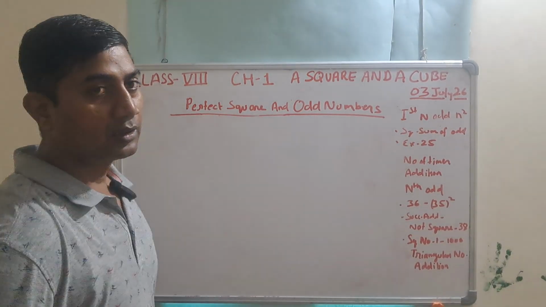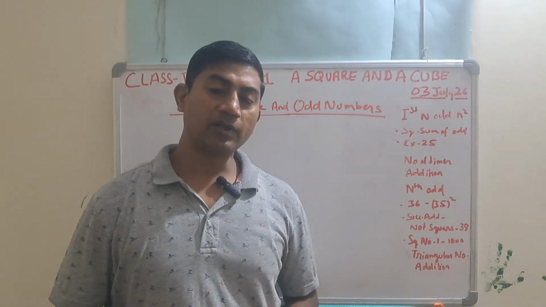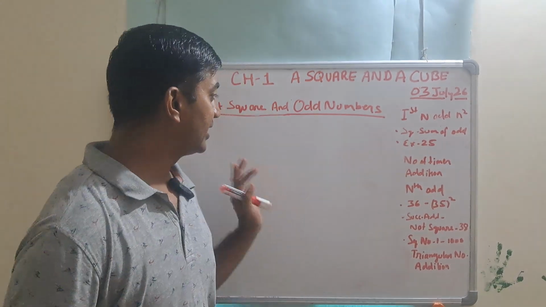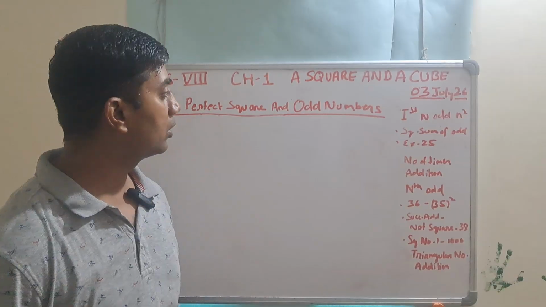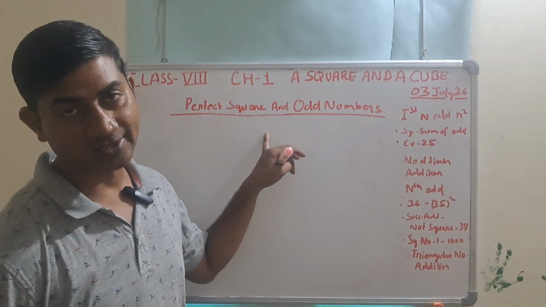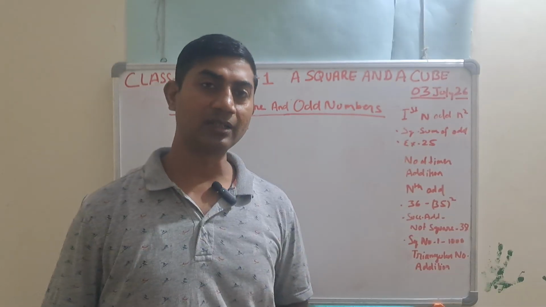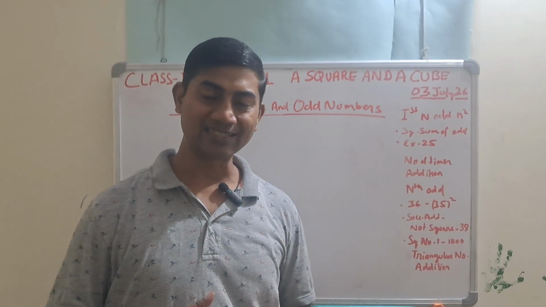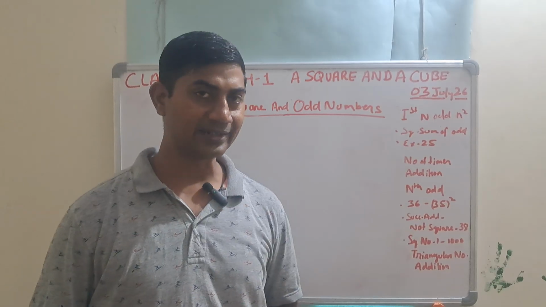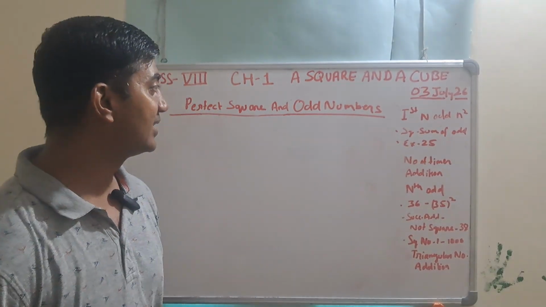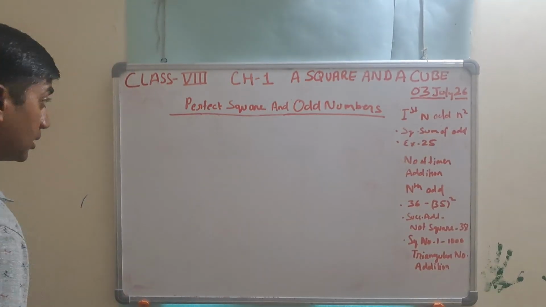Now the method: if any natural number is given to you, we have already checked whether that number is a perfect square or not. How? We have checked by subtracting the successive odd numbers from that number, and we have seen if the result comes 0, then it is a perfect square. If the result is not equal to 0, then it is not a perfect square. Now we will see the relation of perfect squares with the triangular numbers.